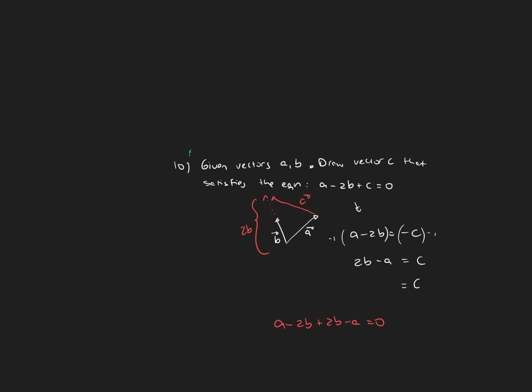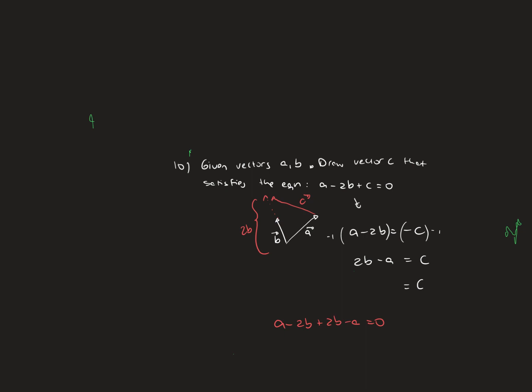Now the next thing we're gonna do is solve for c based on the equation. So we're gonna move the c to the right side, and that's going to give us negative c equals a minus 2b. So if you multiply by negative 1 on both sides, we're gonna get a positive value for c. It's gonna be 2b minus a.